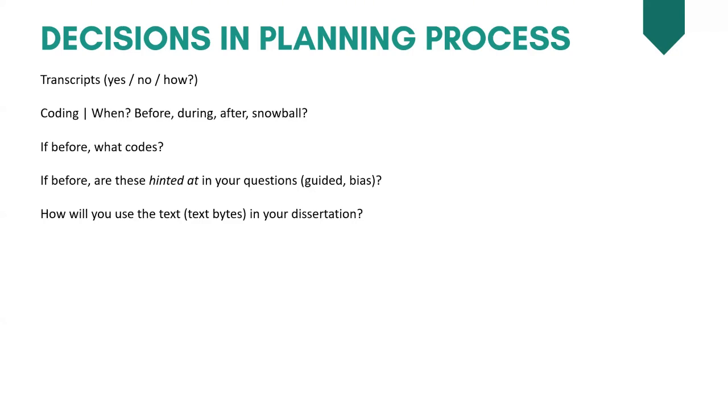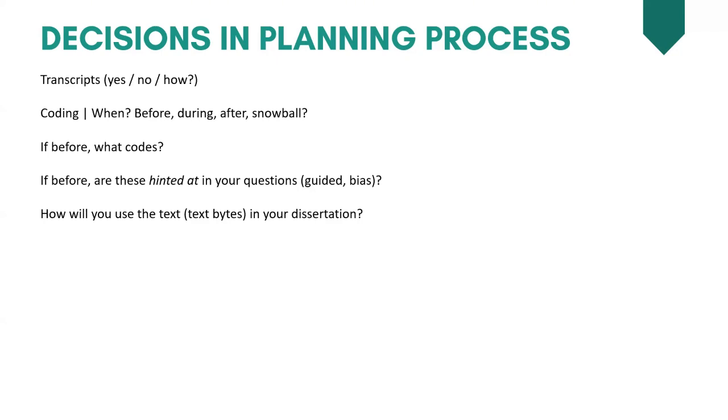If you're going to code in advance, what codes are you going to use? How are you preparing the development of those codes for yourself as the researcher? If you're predetermining your codes beforehand, especially if you're predetermining your codes before you even collect your data, which some people do, coding is a post-data collection process in most cases, but it can actually happen even before data is collected, because it's going to influence how you go about collecting your data. So if you're doing it before, these are hinted at in your questions.